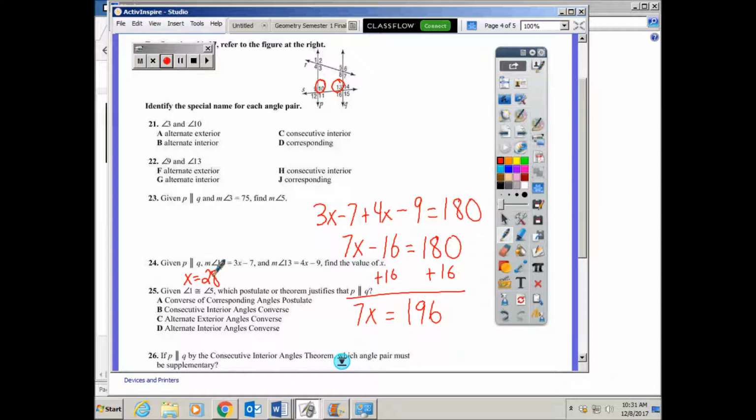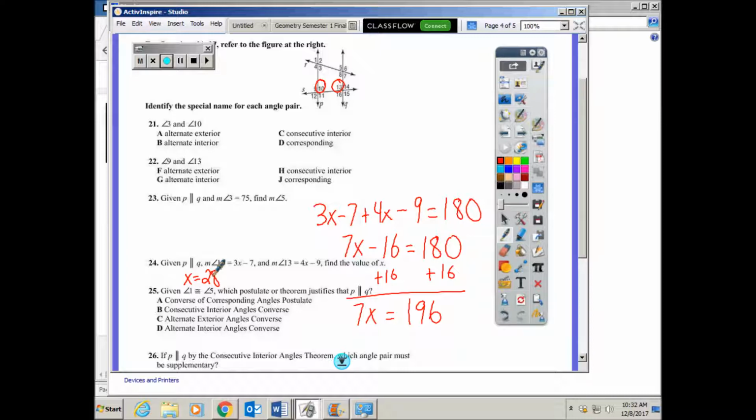So again, I need to know how to identify the vocabulary word, alternate interior, alternate exterior, corresponding or consecutive interior, and then if those lines are parallel, know which of those angle relationships will make the angles congruent and which one will make them supplementary.